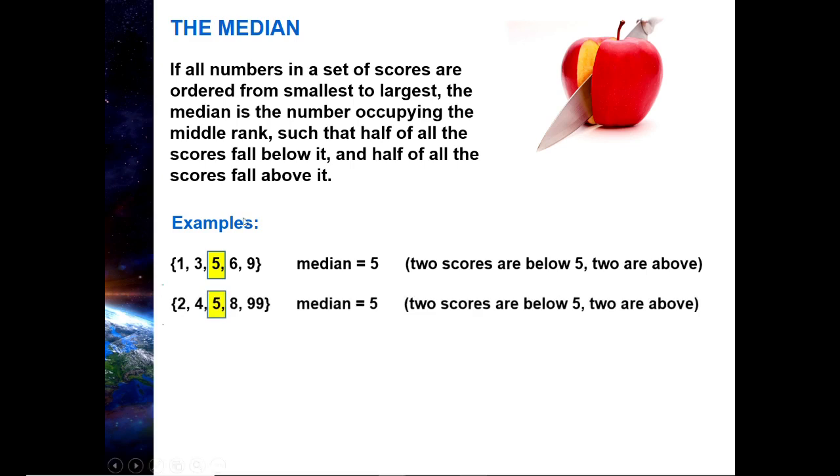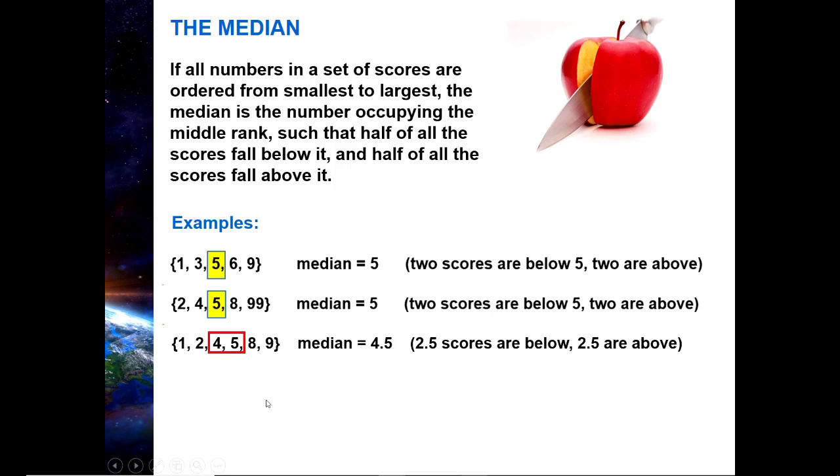What if we change this 9 to a 99? Does that change the median? No, because it didn't change the fact that this 5 was in the middle. It didn't change the score that was at that middle address. It did change something, right? The 99 is different from 9, but it had no influence on the median because the order of these numbers stayed the same here. Okay, so 5 is still in the middle.